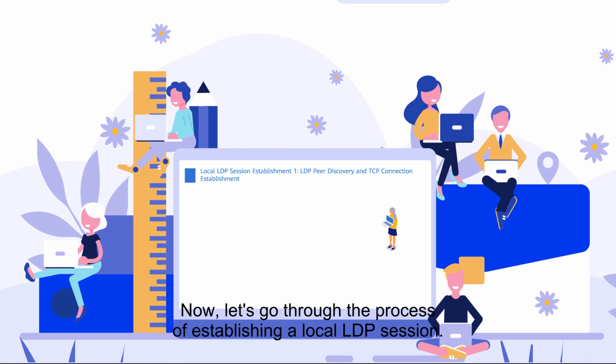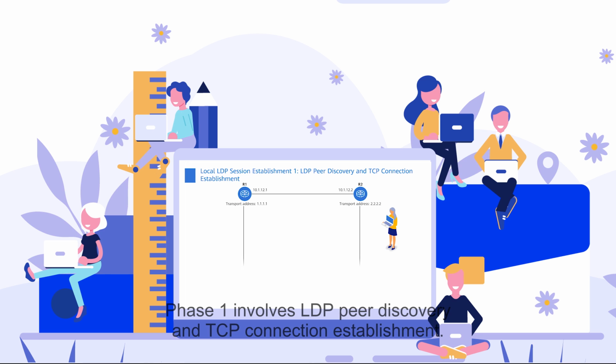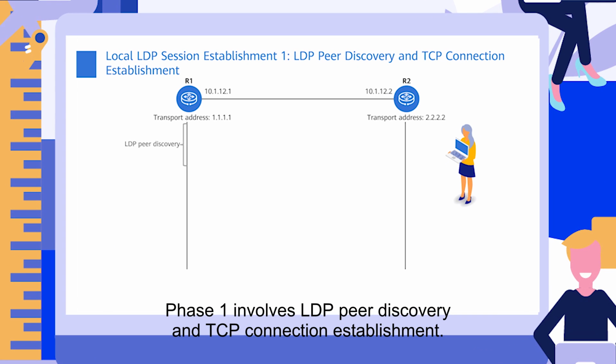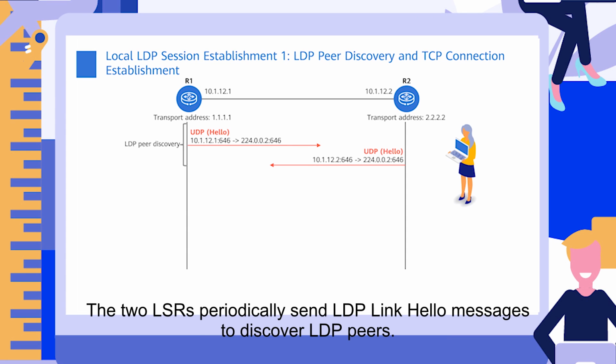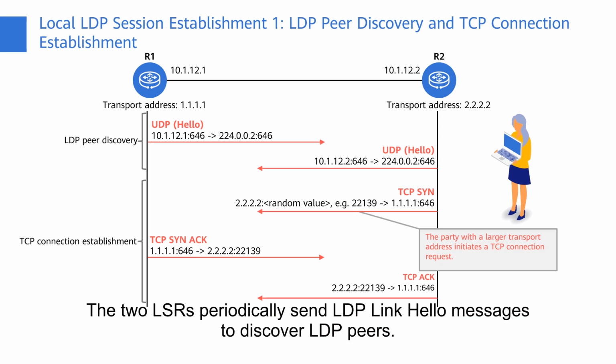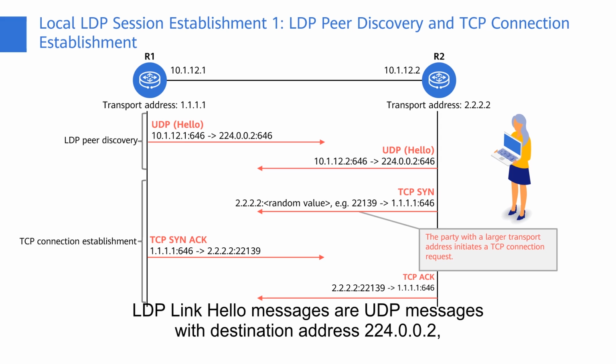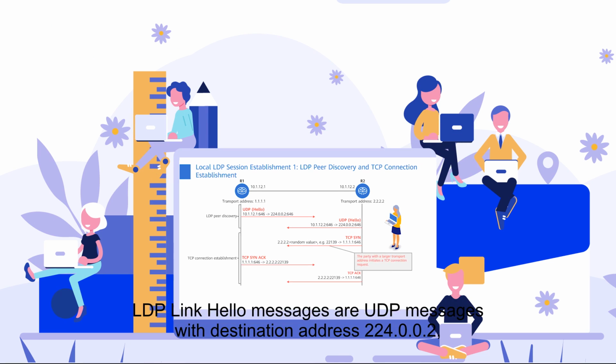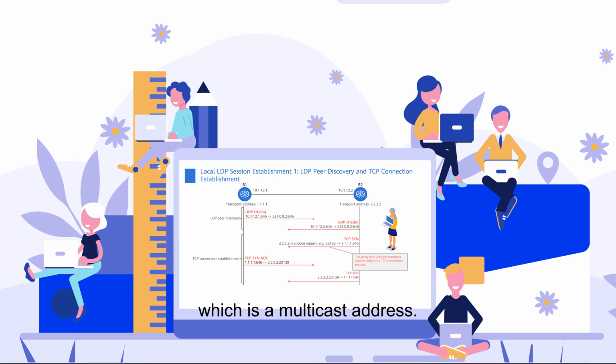Now, let's go through the process of establishing a local LDP session. Phase 1 involves LDP peer discovery and TCP connection establishment. The two LSRs periodically send LDP link hello messages to discover LDP peers. LDP link hello messages are UDP messages with destination address 224.0.0.2, which is a multicast address.